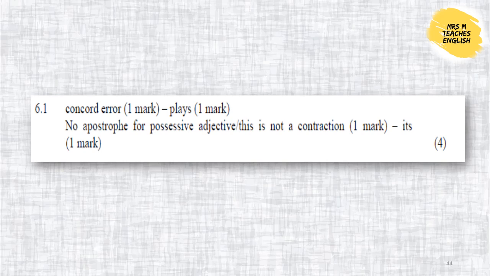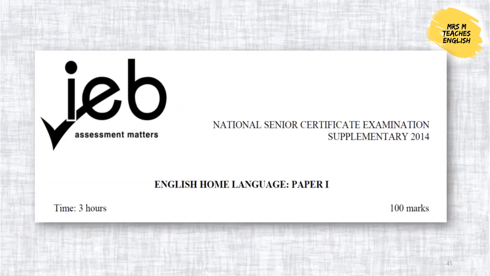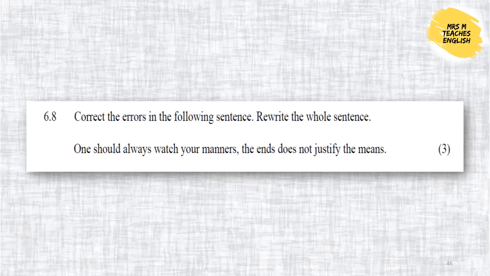Did you get plays and its? Did you name the errors? The 2014 supplementary exam has another example for you. There are 3 errors here. The first one is a pronoun case error. The second is a comma splice error. And the third is a Concord error.